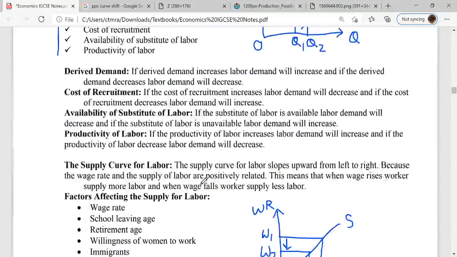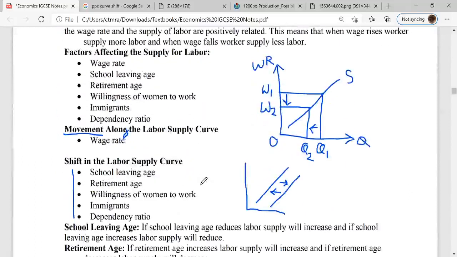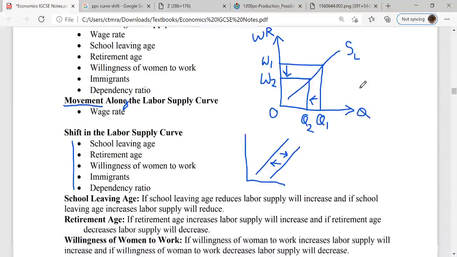Next we have supply factors. So supply of labor is an upward rising curve. Whenever the wage rate decreases, the workers become demotivated, and supply of labor falls. Okay. So again, this is a movement along the supply curve, because of the change in wage rate, and a change in non-wage factors will lead to a shift of the supply curve.